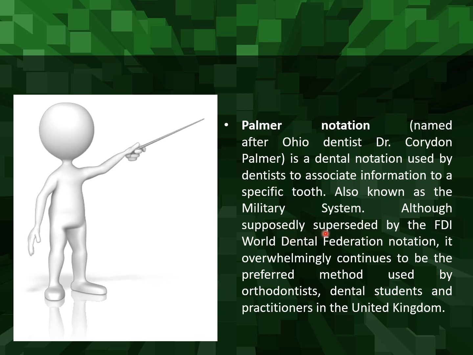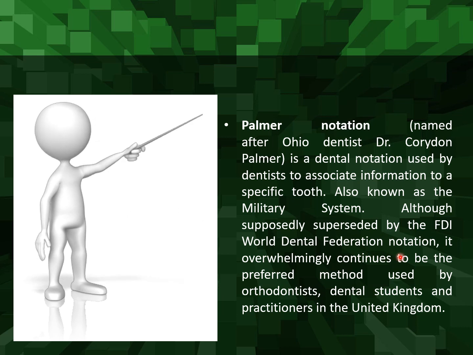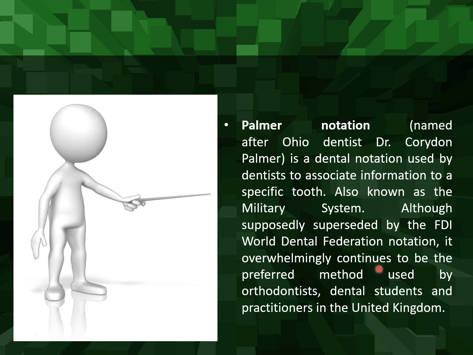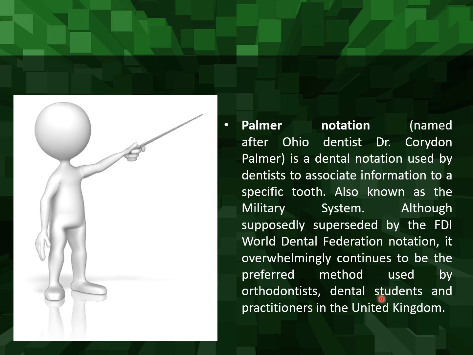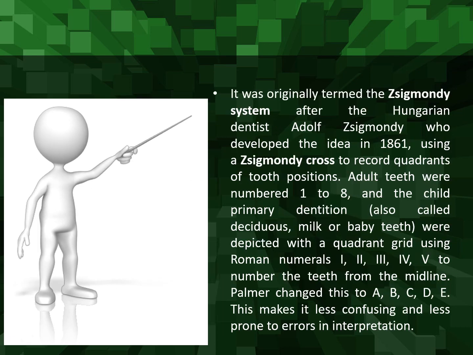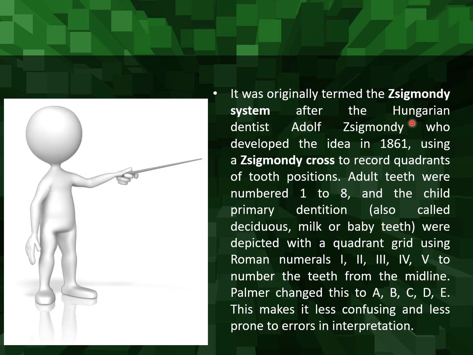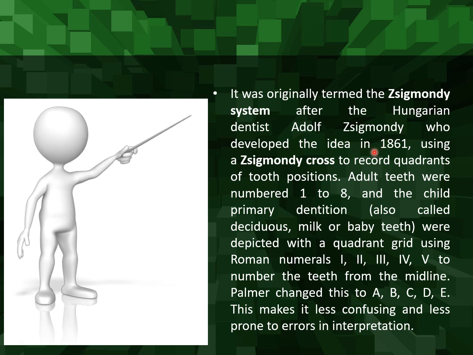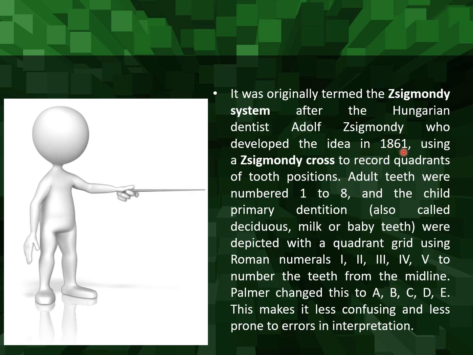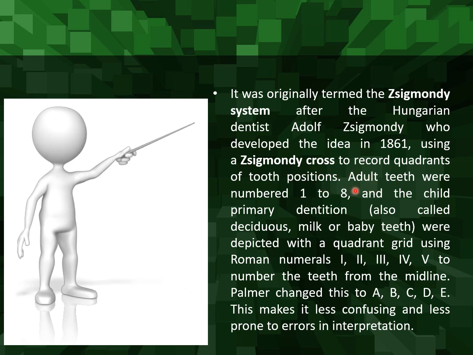Although supposedly superseded by the FDI World Dental Federation notation, it overwhelmingly continues to be the preferred method used by orthodontists, dental students and practitioners in the United Kingdom. It was originally termed the Zsigmondy system after the Hungarian dentist Adolf Zsigmondy, who developed the idea in 1861, using a Zsigmondy cross to record quadrants of tooth positions.